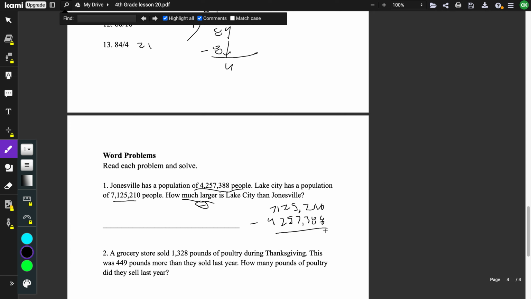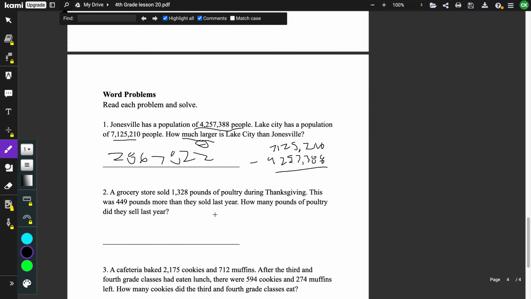For starters, that number is really, really big. Obviously you could do the subtracting thing, which would probably take quite a long time, but you're going to have to do the long subtracting, if you know what I'm talking about. You set it up like this, and then you do that. The correct answer you should receive is 2,867,822. That's the correct answer for number 1.